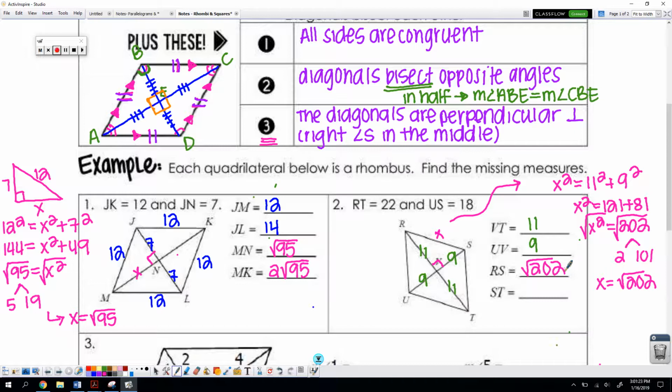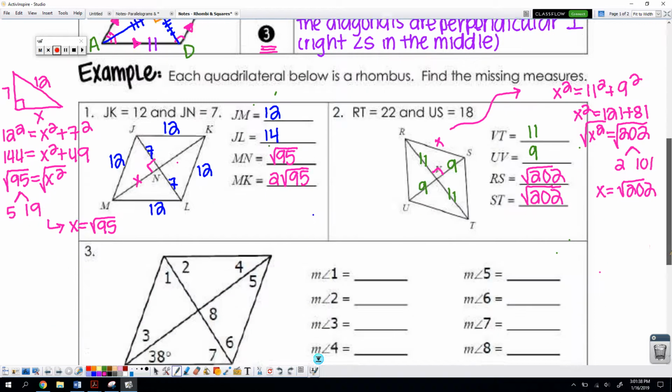Now they ask us for ST, and one thing that we know is that all of our sides are exactly the same. So since we already found the square root of 202, this one is the same, the square root of 202. All right, and we're going to leave that in radical form. We will not be changing that into decimals.